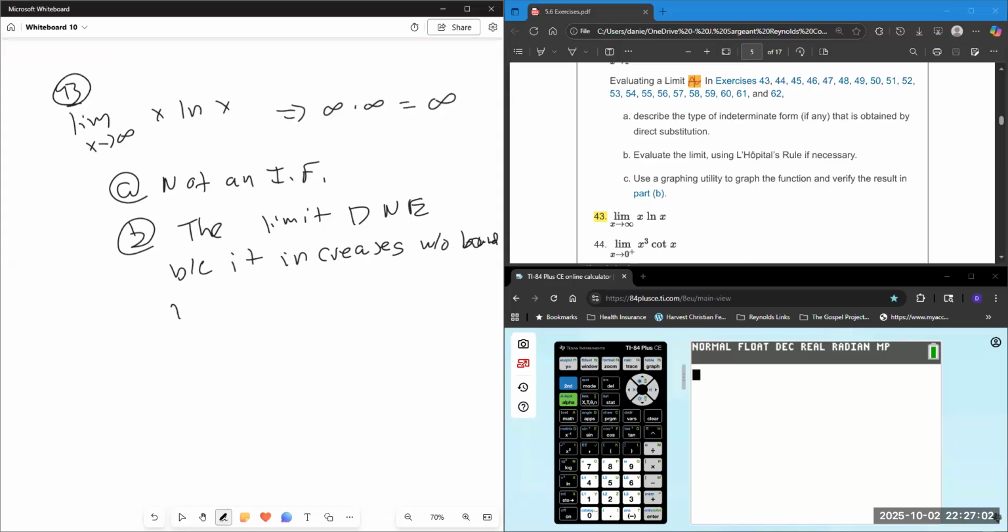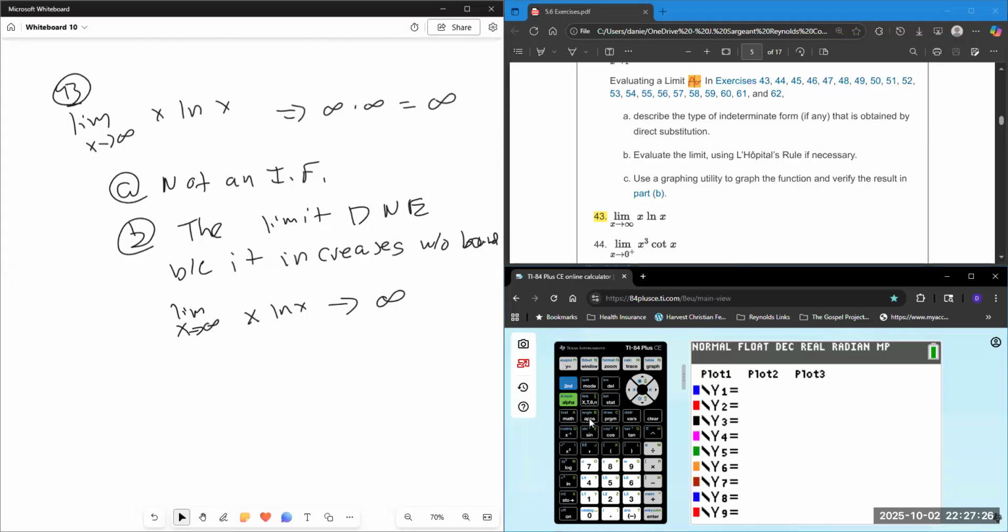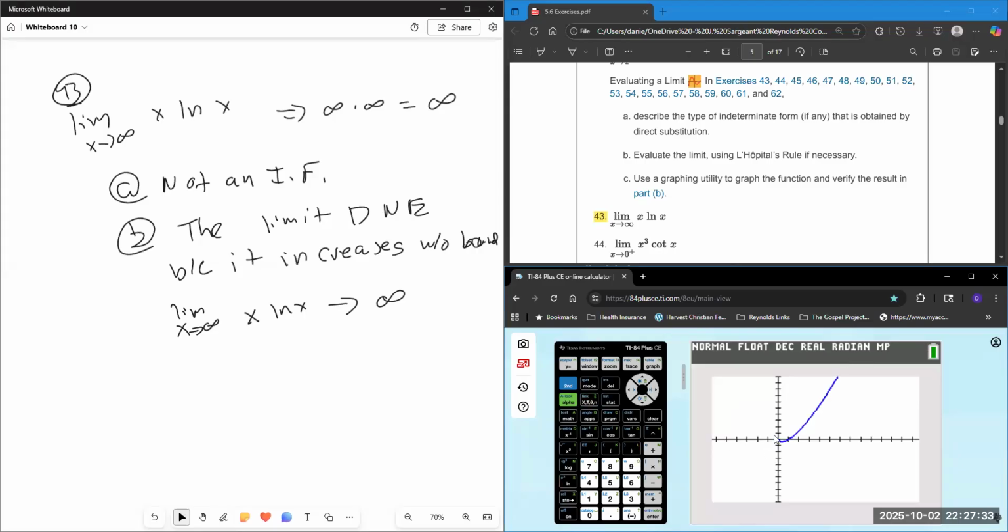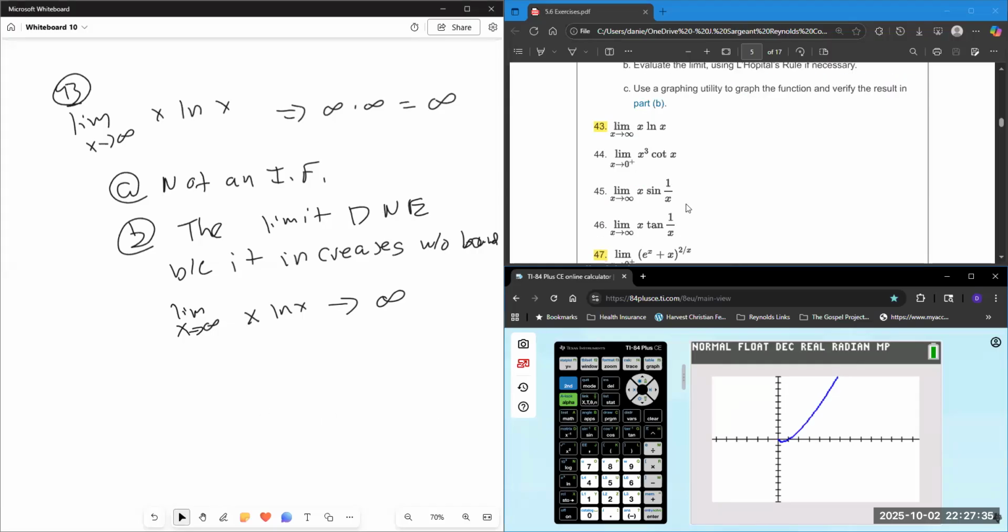Or I could say that the limit as x goes to infinity of x ln of x approaches infinity. And that's the short way to say what I just said with all those words. But it's more proper to say that the limit does not exist because it increases with that bound. This is one that I actually can show you that it goes off to infinity. This is really the only one that graphing would really show you anything. So there it is going off to infinity right there.